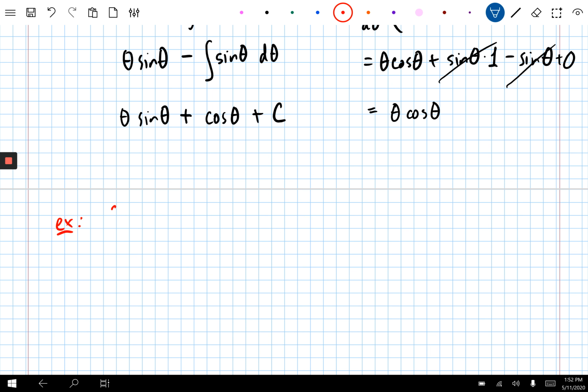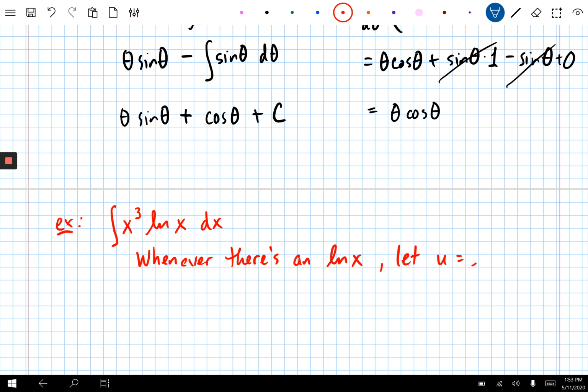What if I gave you the integral of x to the third ln of x dx? So here's the rule of thumb to live by when you see ln's. Whenever there's an ln, we're going to let u equal ln of x. We wouldn't let dv equal ln of x because we don't know the antiderivative of ln of x.